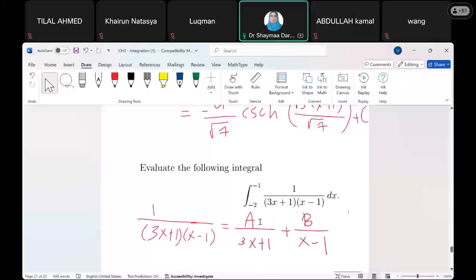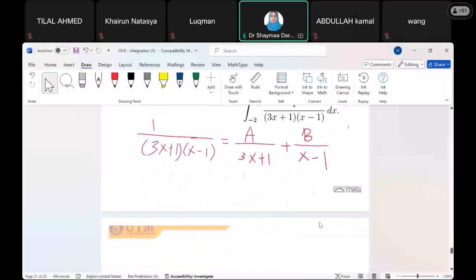So you just need to write the fractions. How many fractions? I have two factors, so I have two fractions. First fraction over 3x plus 1, second fraction over x minus 1. Both are linear factors, so the numerators are constants. A is a constant, B is also a constant. Now we need to find A and B.